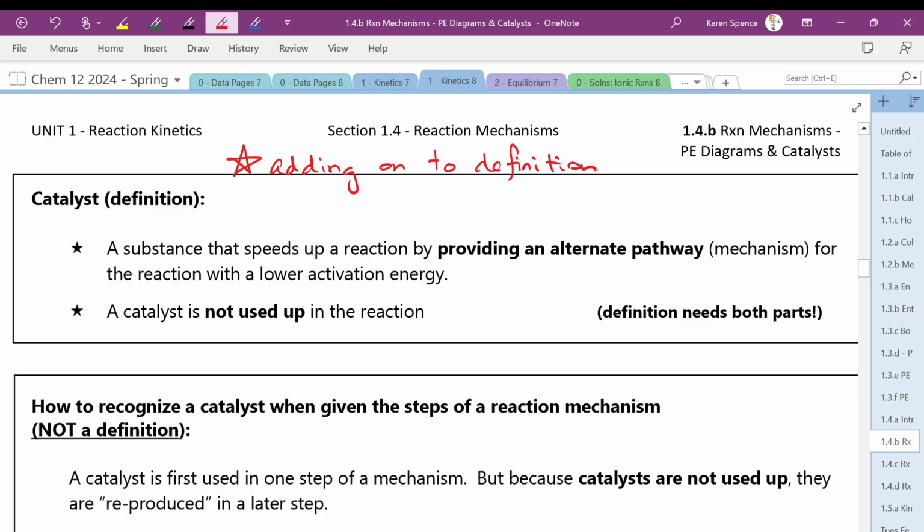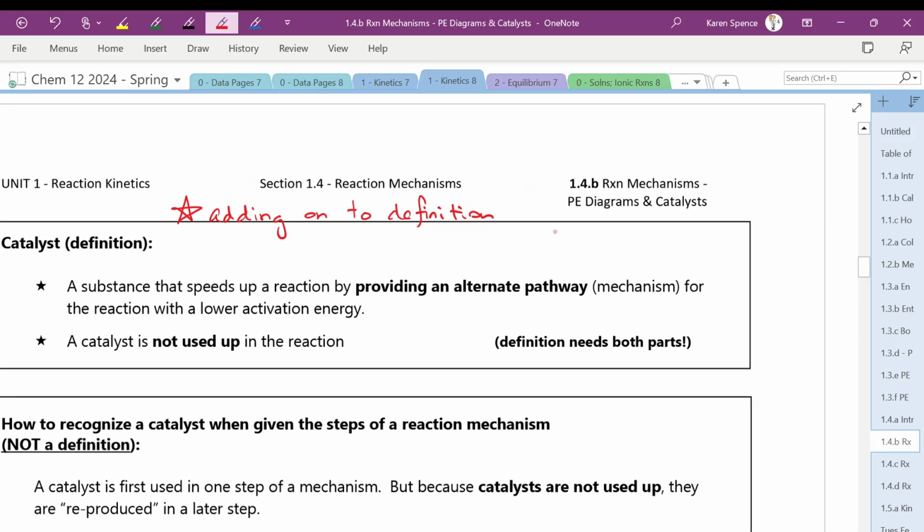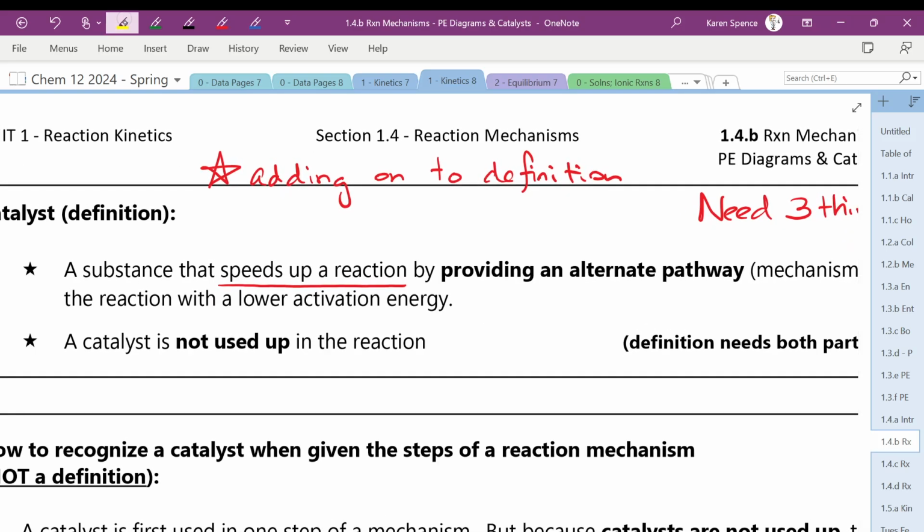Okay, last day we needed 2 things. Today we need 3 things. 2 are the same as yesterday. It is a substance that speeds up a reaction. How does it do it? It provides an alternate pathway. So that's the first thing you need, is that it speeds up the reaction by providing an alternate pathway.